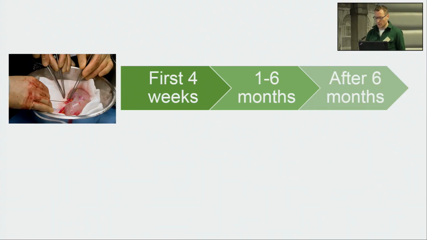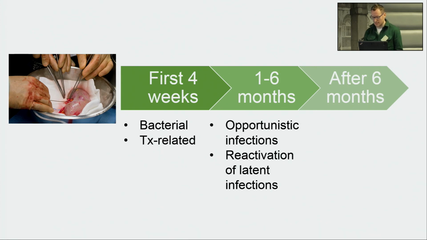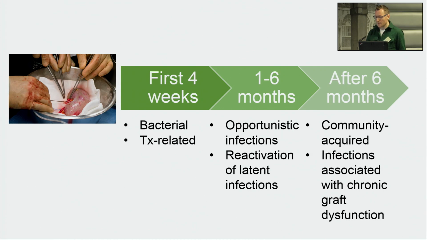So this is a breakdown showing the typical types of infection that we see after transplant. In the first 4 weeks, it tends to be bacterial infections related to the transplant surgery or to having a urethral catheter in, for example, so increased risk of bacterial UTIs. Then 1 to 6 months post-transplant, you get your opportunistic infections, which might often at this stage be hospital-acquired, and you can get reactivation of latent infections. And then after 6 months, we see more frequent community-acquired infections and infections associated with chronic graft dysfunction.